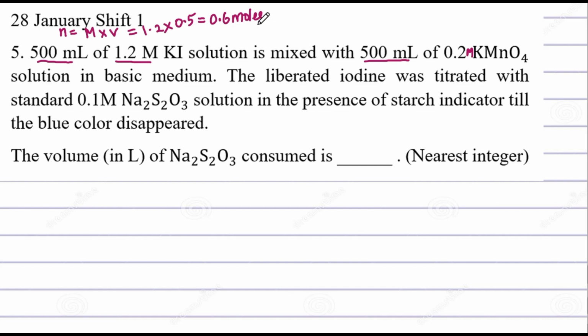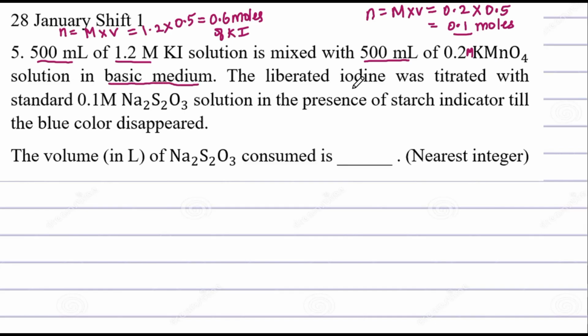So in this question, 0.6 moles of KI solution is mixed with 500 ml of 0.2 M. So here the number of moles is equal to molarity into volume, 0.2 into again 500 ml, so it is 0.5 liters. So that is equal to 0.1 moles. So this KI solution is mixed with 0.1 moles of KMnO4 solution, and that too in basic medium.